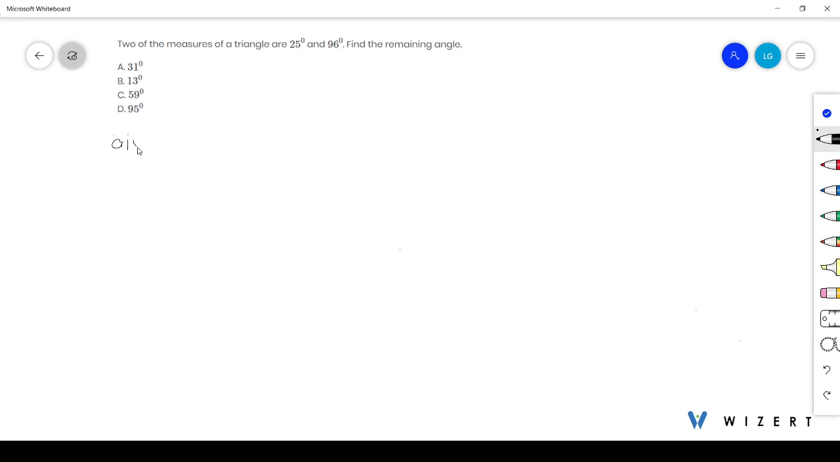Here we have given that the measures of a triangle are 25 degree and 96 degree. We have to find the remaining angle. Let x degree be the remaining angle.